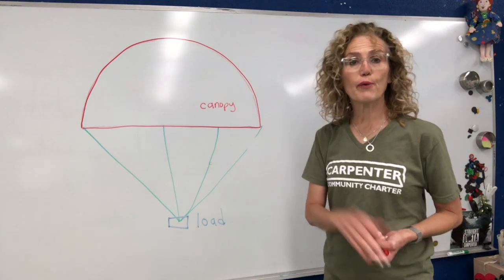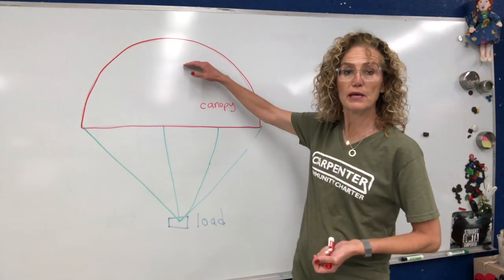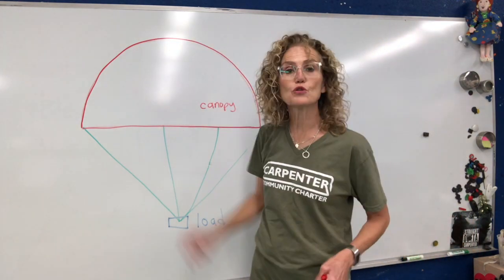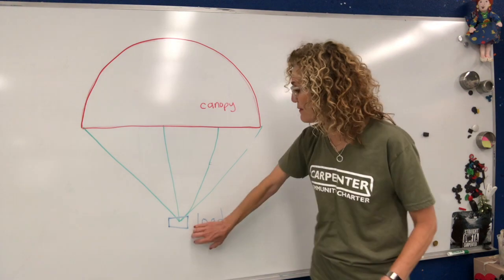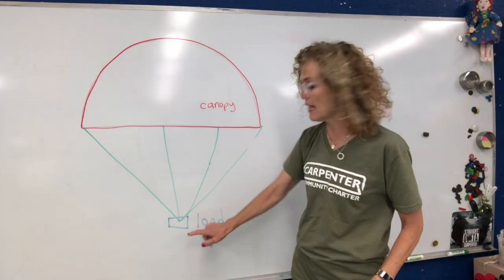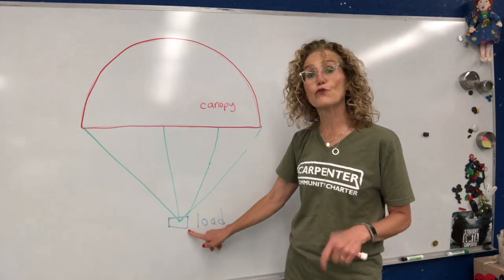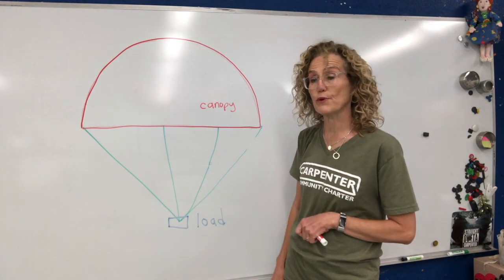So there are three parts of the parachute. There's the canopy, which is this part area up here. There are these strings or lines, and then there is the load, okay? And this is the thing that we want to drop. So in our story, these were the fruits that they wanted to drop from the trees, right?